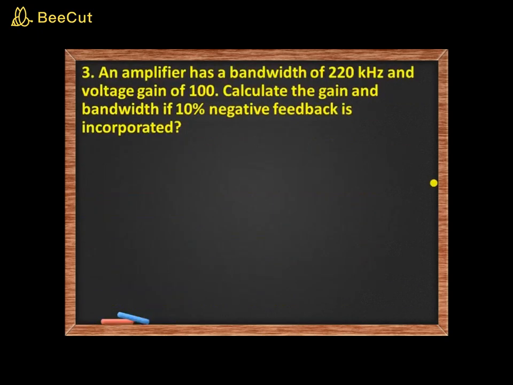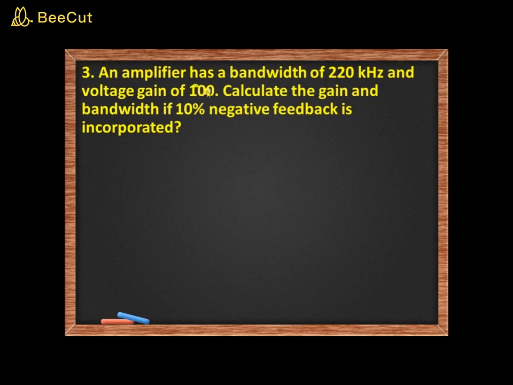So here comes the third one. Let us read out the problem first. An amplifier has a bandwidth of 220 kilohertz and voltage gain of 100. Calculate the gain and bandwidth if 10% negative feedback is incorporated. So this is the given problem.